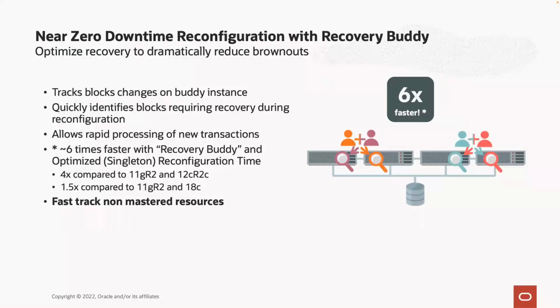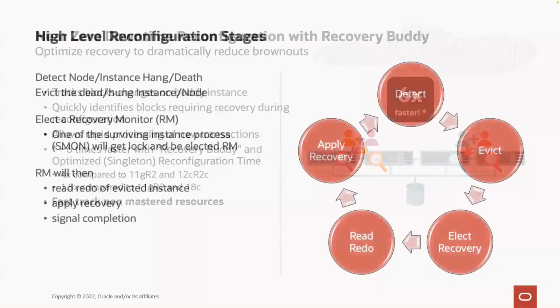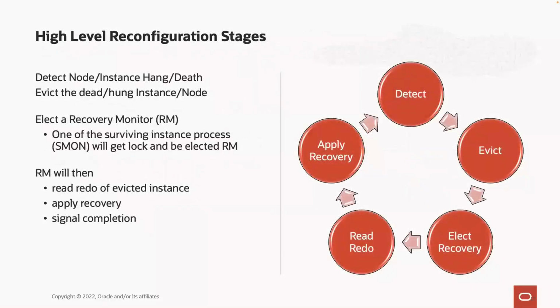So with this feature, we are able to go about 6 times faster compared to previous releases. And with 19c, we also have this optimization where we fast track non-mastered resources so that we can go even faster. So how do we do this? Remember that a reconfiguration is essentially when an instance can join or leave the cluster, regardless of planned or unplanned downtime.